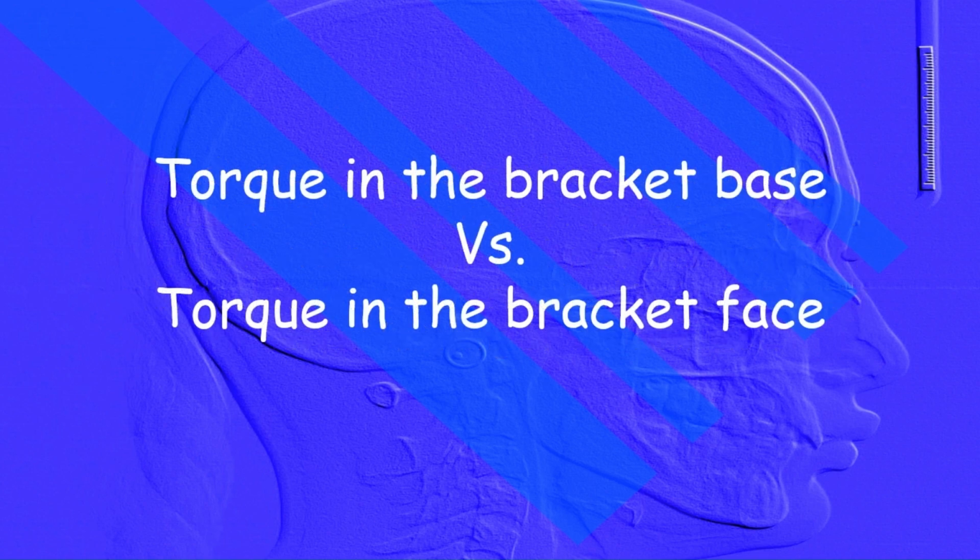In pre-adjusted edgewise appliances, torque values are inbuilt in the brackets. It means the torque values are either adjusted in the base of the bracket or face of the bracket, or both. We will discuss identifying whether the torque is present in the bracket base or bracket face. Also, we will discuss the clinical significance of torque in the bracket base and face.